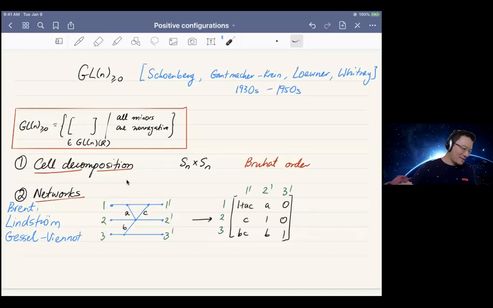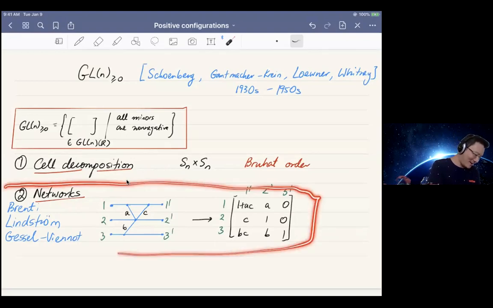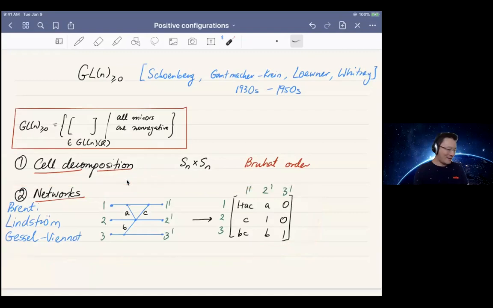There are two things that I want to mention. There are many theorems about the total non-negative part of GLn, but I want to mention two features which are why a combinatorialist might care. And I think combinatorialists got into this game mainly because of the second thing, which is that there's a close relation between planar networks and total non-negativity.